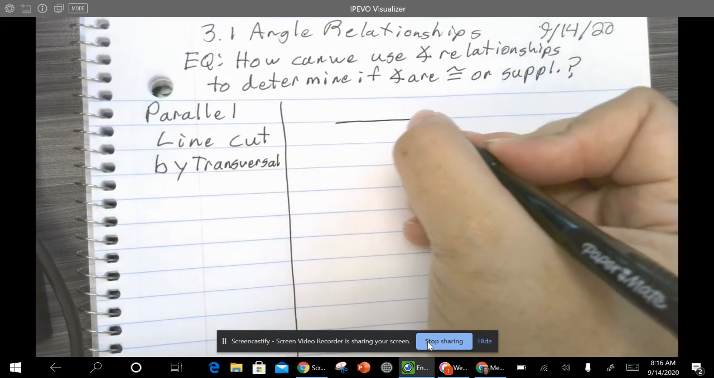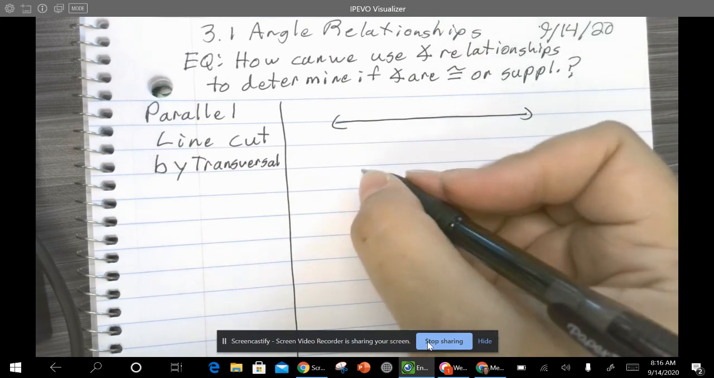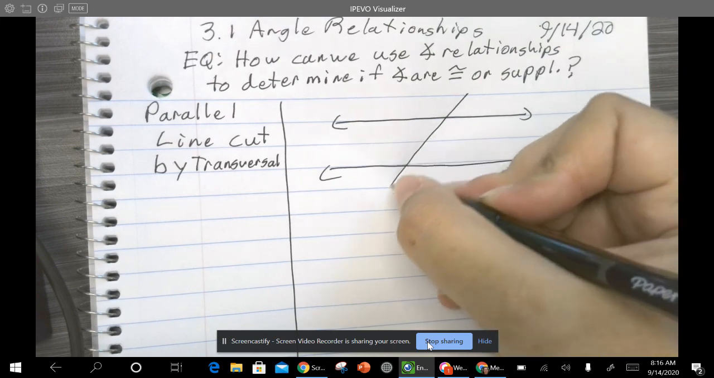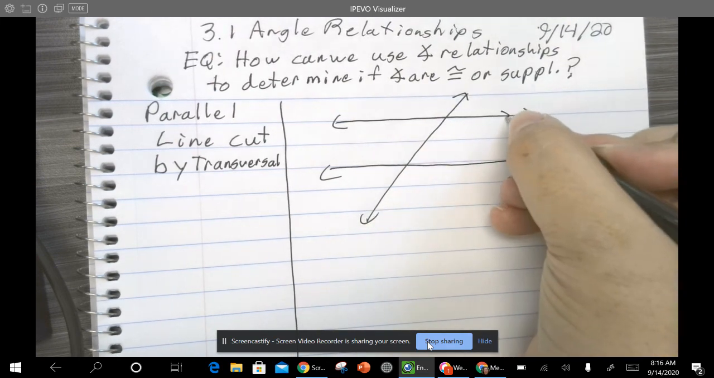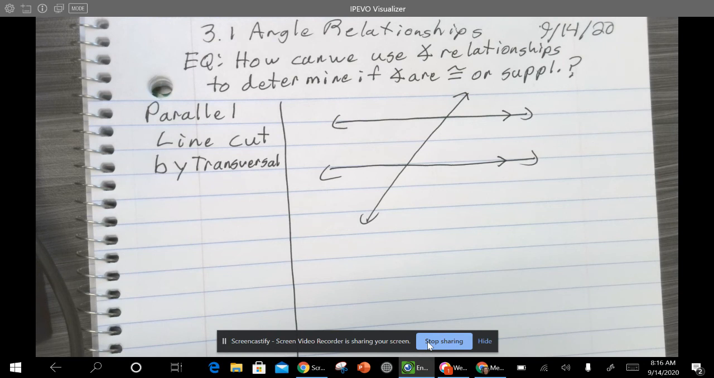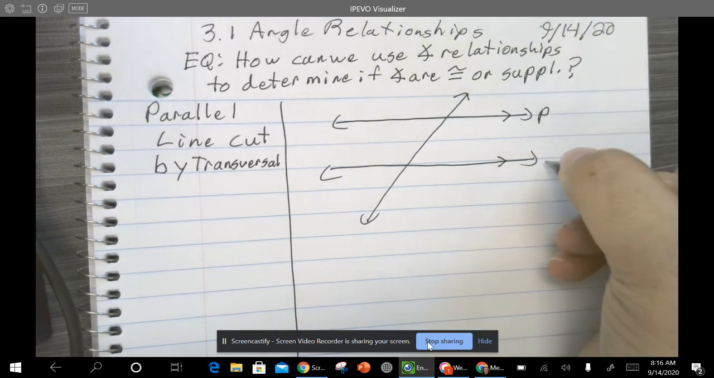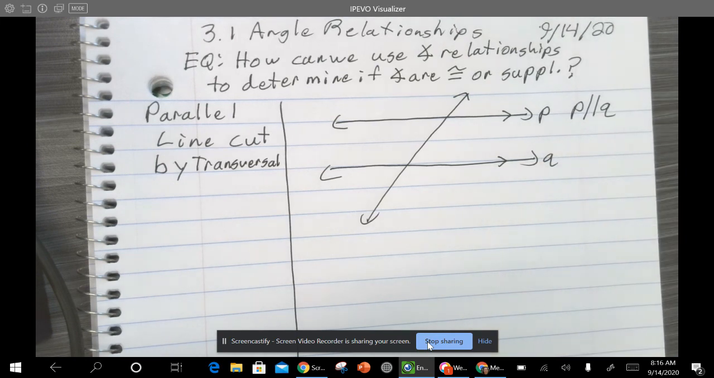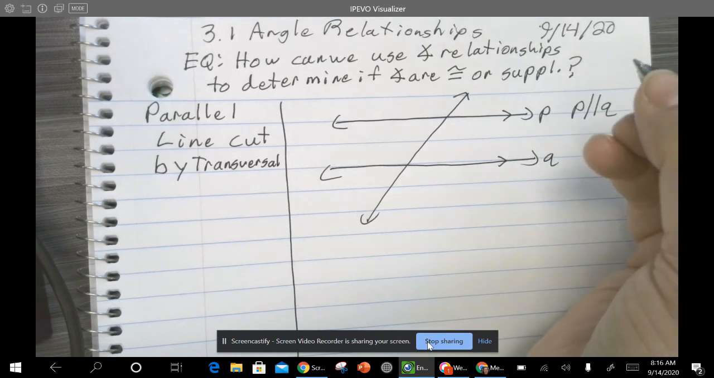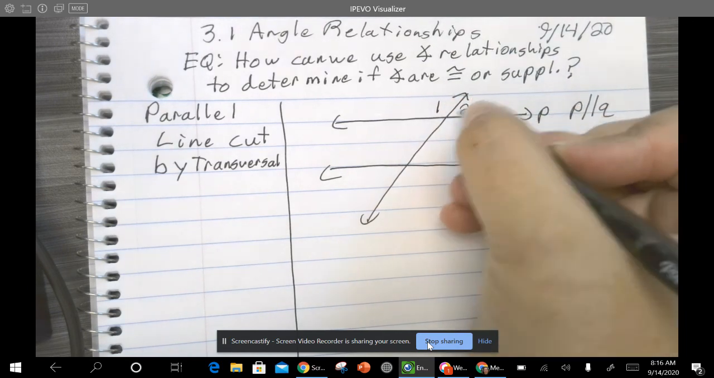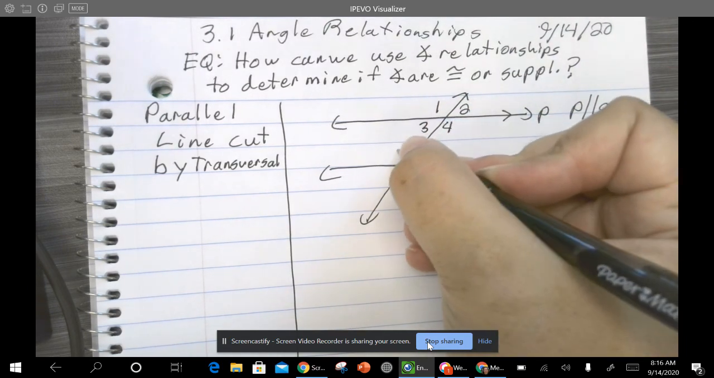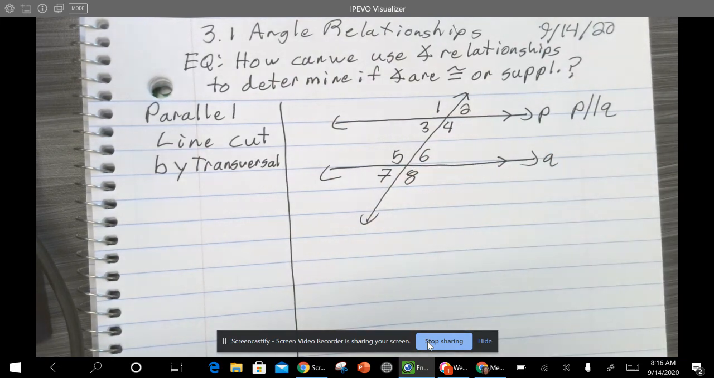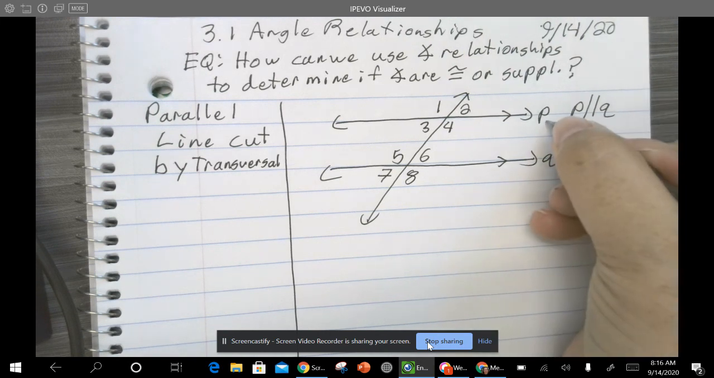And how we know if they're parallel is, so when you look at the diagrams, everybody, you'll see, hold on, let me finish doing this. You'll see on here, it'll have those little arrows right there, and that indicates that these two lines, so P is parallel to Q, so that'll tell you that they're parallel, okay? Okay, so these are our parallel lines.